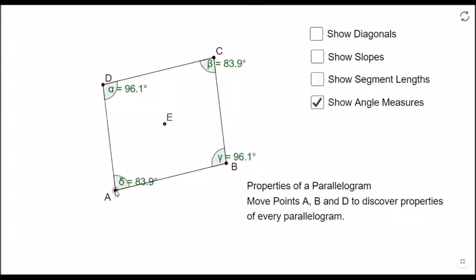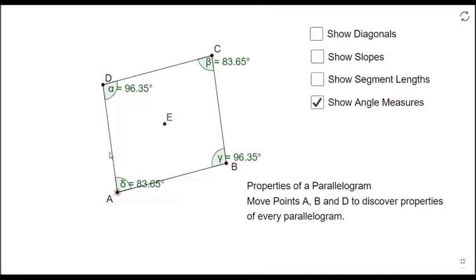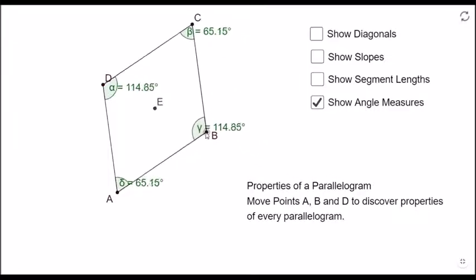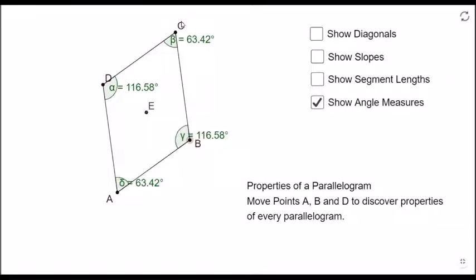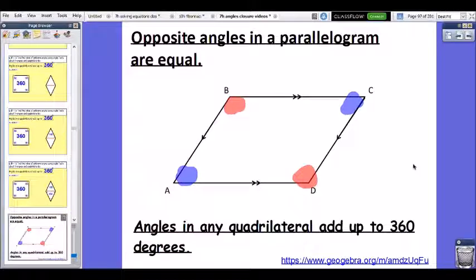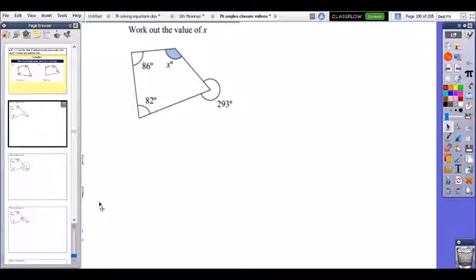No matter how I spin the shape around, no matter how much I fiddle with it, I'm always going to have two pairs of opposite angles. So this is true for any parallelogram: opposite angles in a parallelogram are equal. Angles B and D would be equal in this case, and angles A and C would be equal. So that's our second fact. The two facts we know: opposite angles in a parallelogram are equal, and angles in any quadrilateral add up to make 360 degrees. Let's apply these angle facts to a problem.